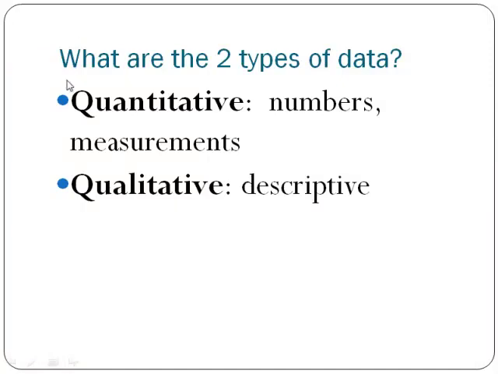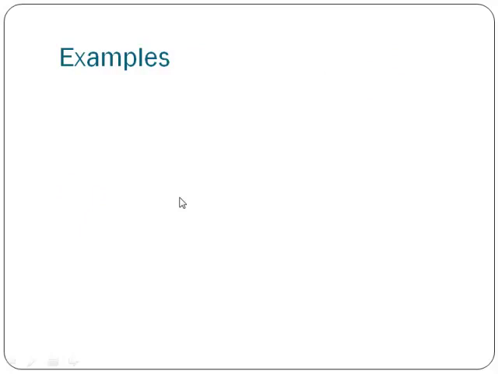First, we need to know what are the two types of data. There are two different types of data. There's quantitative data, which sounds like quantity, which means how many. So that kind of data uses numbers and measurements. Then there's qualitative data, that's descriptive. It uses words, and it sounds like quality. So, all right. Our examples.